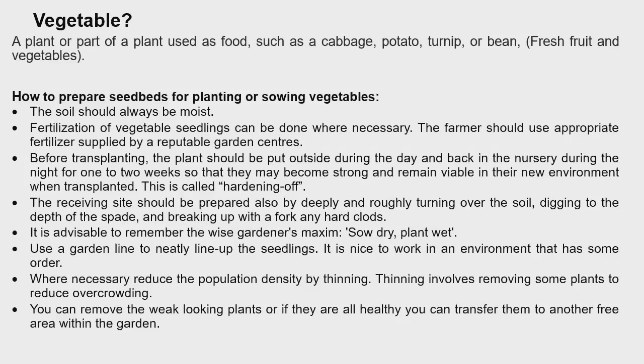Fertilization of vegetable seedlings can be done where necessary. The farmer should use appropriate fertilizer supplied by a reputable garden center. Before transplanting, the plants should be put outside during the day and back in the nursery during the night for 1 or 2 weeks so that they may become strong and remain viable in their new environment when transplanted. This is called hardening off.